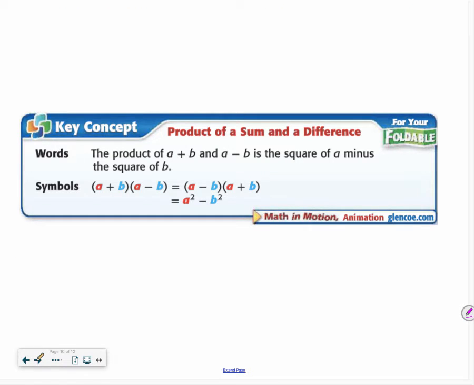Okay, so we've talked about the product of sums, difference. Now let's talk about if we have one of each. So we have a sum and a difference. This one ends up being a bit different. You end up with just a squared minus b squared, okay? This is another thing I highly recommend taking a picture of.